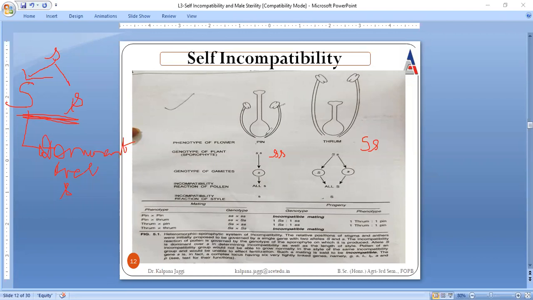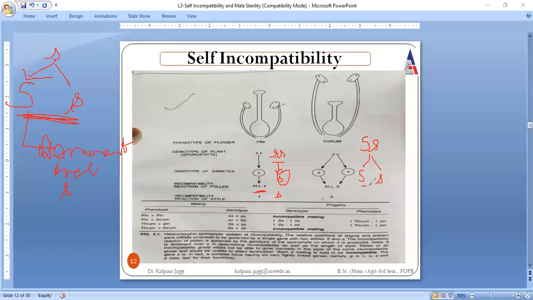Now we are going to mate pin with thrum. We are going to mate the two kinds of plants, pin and thrum. Before mating is carried out, because the two alleles in pin are similar, only one type of gamete is going to be produced, and all will be of small s type. But in thrum two different alleles are there, so two types of gametes will be produced, one capital S and another small s.